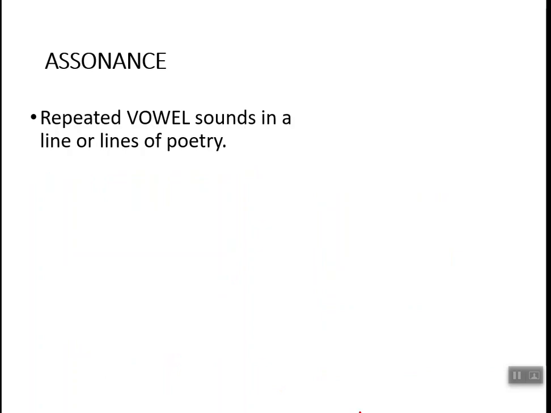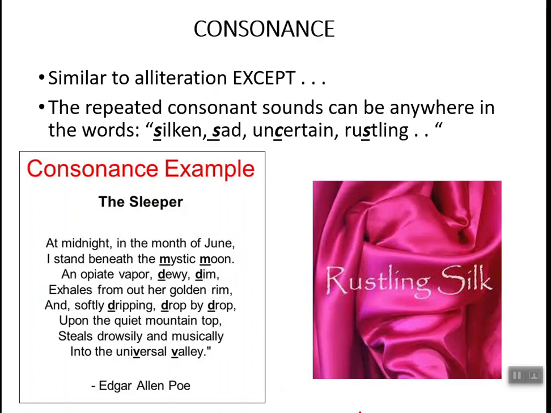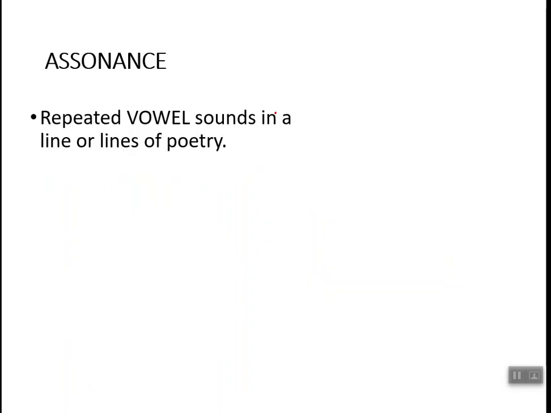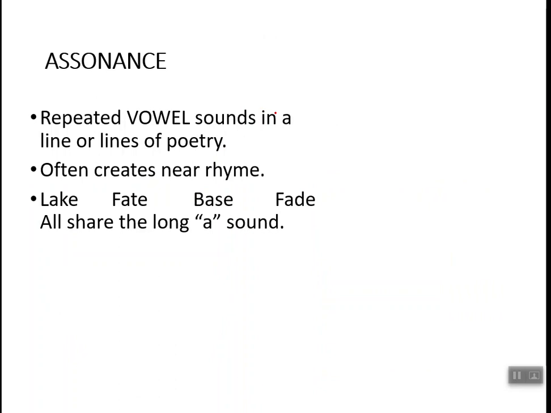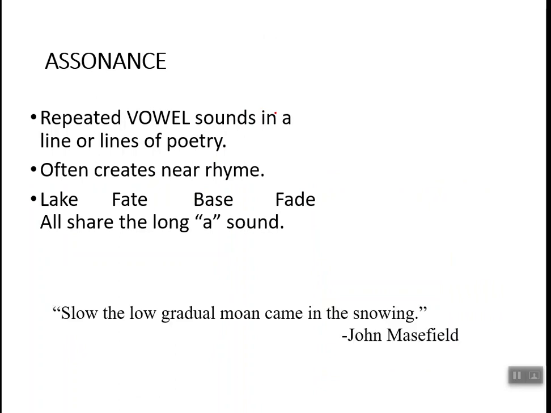Very similar. Assonance is kind of a cousin. It's related to consonance. Consonance happens when we repeat a consonant sound, anything but a vowel, if you remember. So assonance is a repeated vowel sound in a line of poetry, sort of like I talked about before, brown cow and spout, right? Often creates near rhyme because of that. Lake, fate, bass, fade all have a long A sound. They don't rhyme, but it almost sounds like it because they're all one syllable long and they all have that long A. The slow, the low, gradual moan came in the snowing.